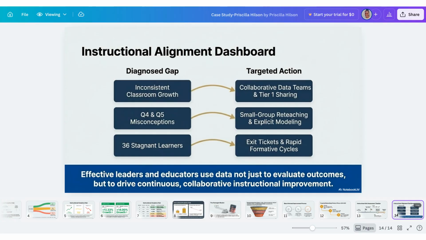And so we know as leaders and educators, we must use this data not just to evaluate the outcomes, but to drive continuous collaborative improvement.